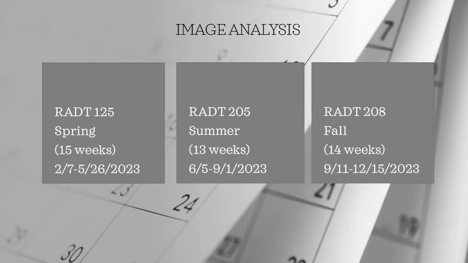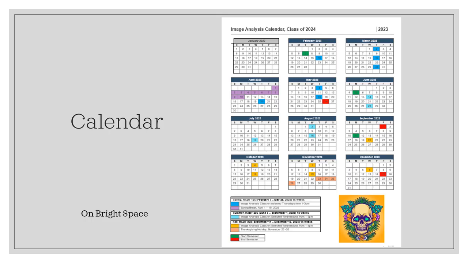Image analysis consists of three semesters: Rad 125, which is spring, 15 weeks; Rad 205, summer, which is 13 weeks; Rad 208, fall, and is 14 weeks. I have made a very nice calendar with all three semesters here, so you can see all the projected dates that we will meet together for image analysis. The dates are subject to change for the future semesters, but this semester is set in stone. You can find this on Brightspace.